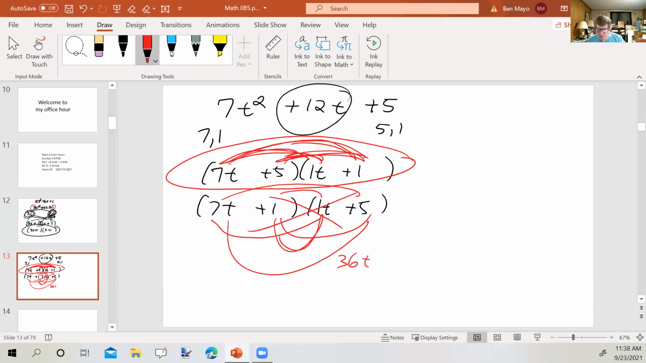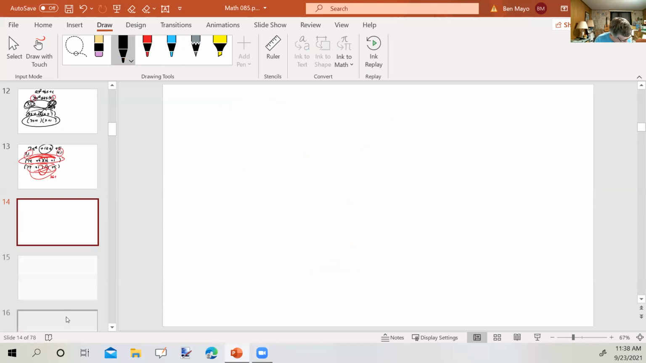So it doesn't work. So basically, by creating these factor pairs, all of our possible answers are going to give us the first and last term correctly. It's the middle term that we have to match. We've got to get the numbers in the right places so that we come up with the middle term, the 12t, by doing the inner and the outer products. Okay, let's take a look at another one.